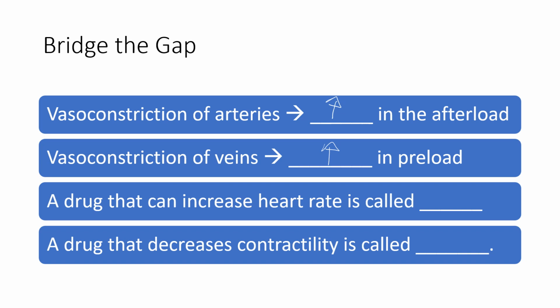A drug that can increase heart rate will be called what? If you recall, drugs that affect heart rate are called chronotropes. That's correct. And because it's increasing the heart rate, these are called positive chronotropes. A drug that decreases contractility is called what? Drugs that affect contractility are called inotropes. And if they decrease contractility, they are called negative inotropes.